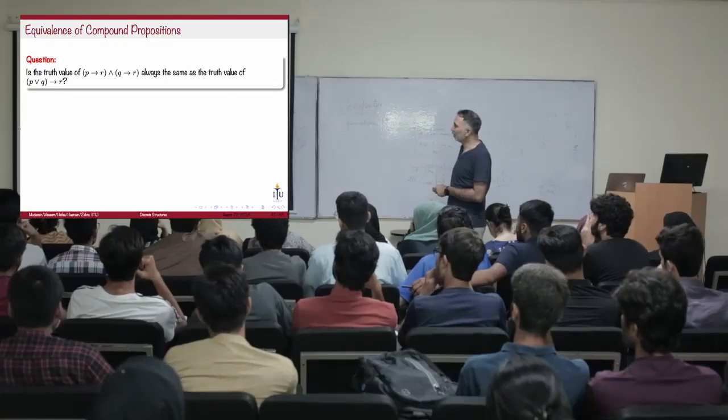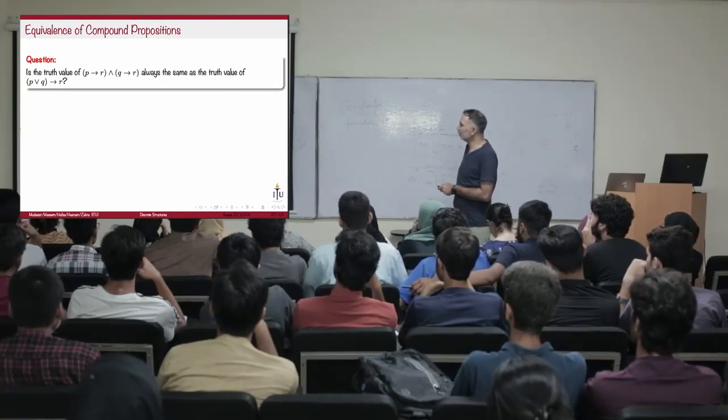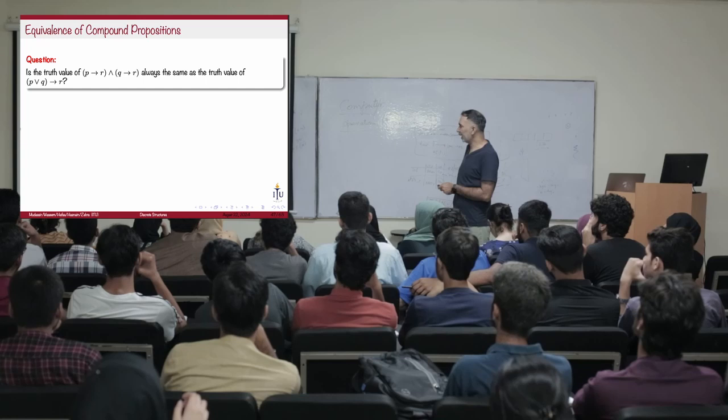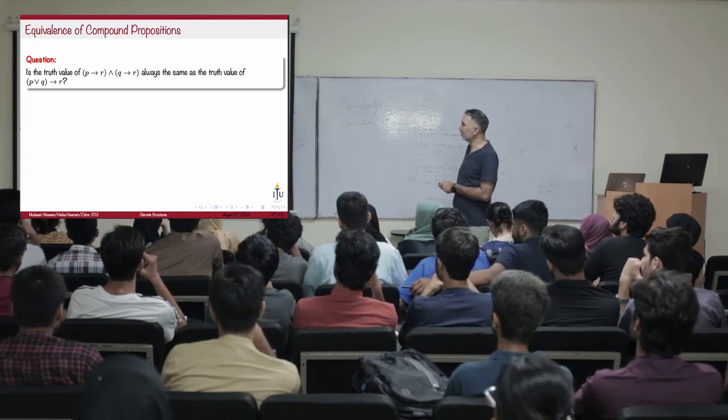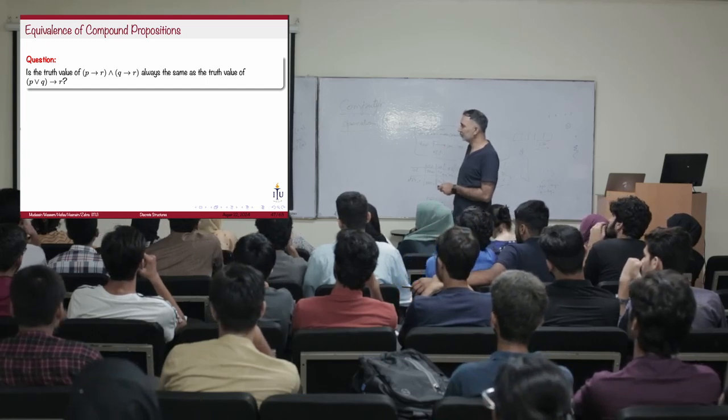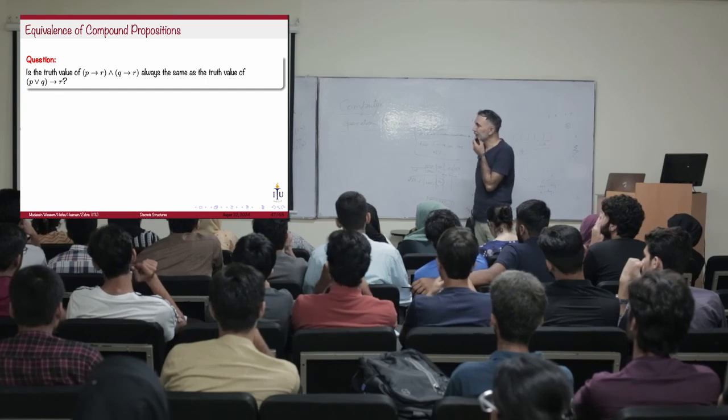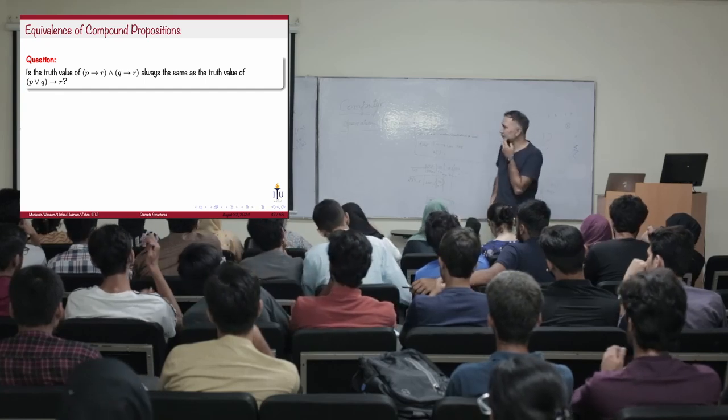Is the truth value of (P then R) and (Q then R) always the same as the truth value of (P or Q) then R? Go ahead, make a truth table and let me know.